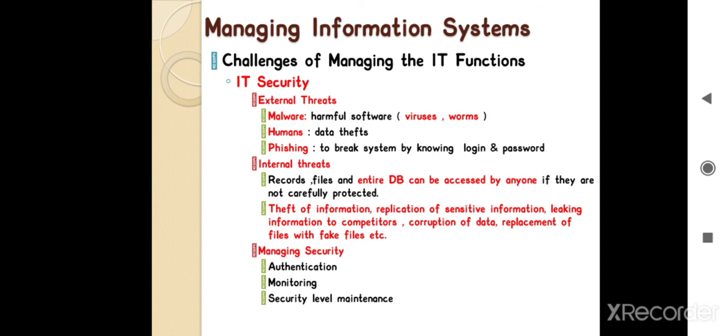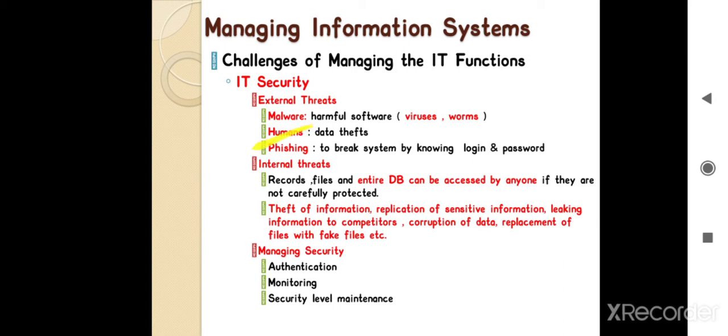Let us start next with IT security, which is the most important security concept. Related to your IT environment, there are mainly two different threats which can compromise your security. The first one is the external threat and the second one is the internal threat. We are familiar with external threats. A few examples are given here. First is malware, which is harmful software like viruses or worms, intentionally made to harm that particular system.